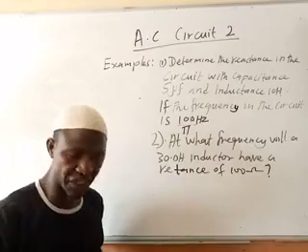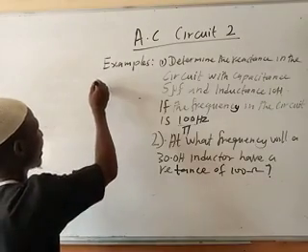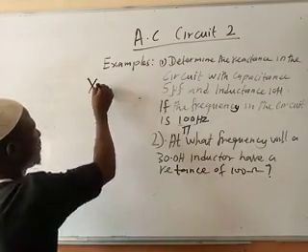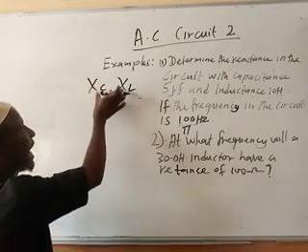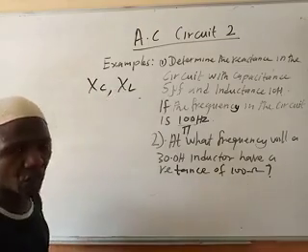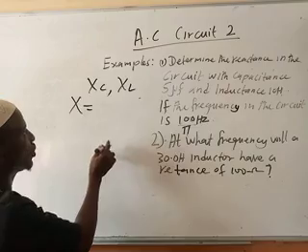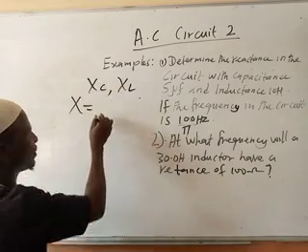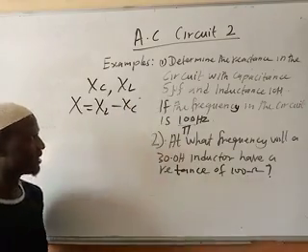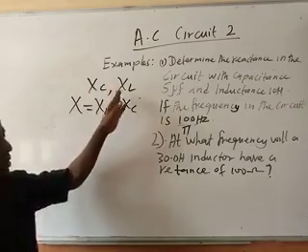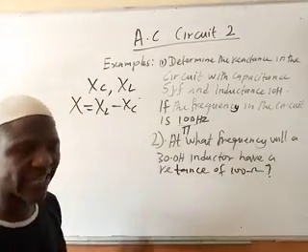Then if you now have the two in the circuit, it still remains what? Reactance. The symbol for capacitive reactance, we have XC. Inductive reactance, we have XL. But if you now have the two in the circuit, which is also what? Reactance, the result is reactance is equal to, you subtract that of capacitive from inductive, that is XL minus XC. So that is about when you have two of them, capacitor and inductor.